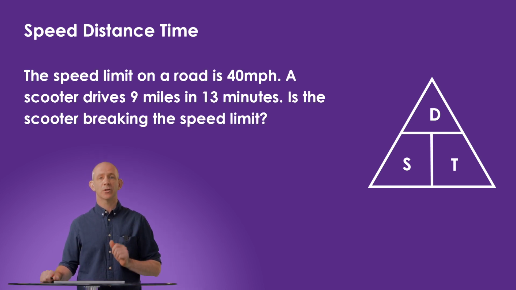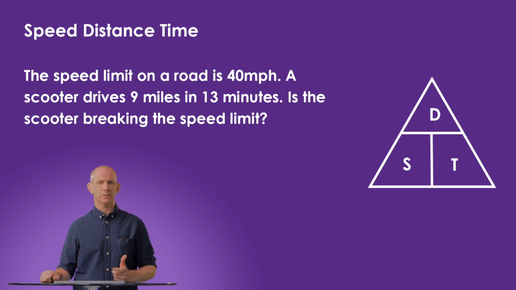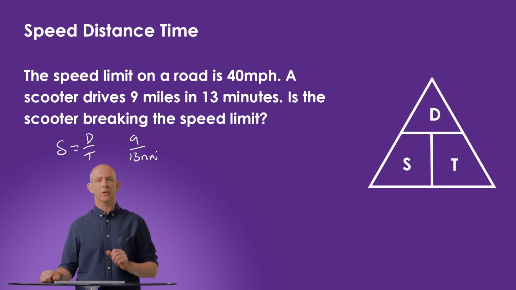For this question, we're told that the speed limit on a road is 40 miles per hour, and a scooter drives 9 miles in 13 minutes. If we review our triangle, we can see that speed equals distance divided by time, so our speed will be 9 miles divided by 13 minutes. I'm choosing to use minutes in this case, as 13 minutes cannot be easily changed into a decimal of an hour. I'll convert it from miles per minute to miles per hour afterwards.